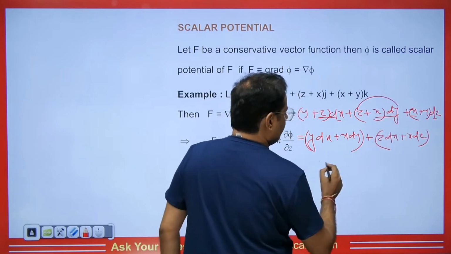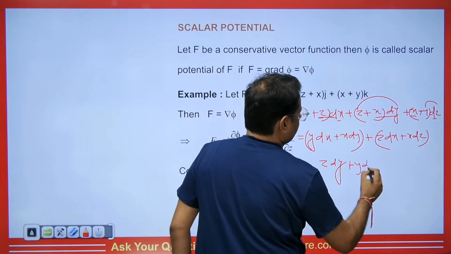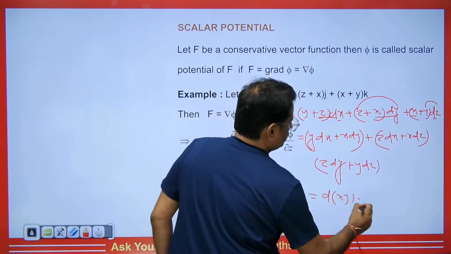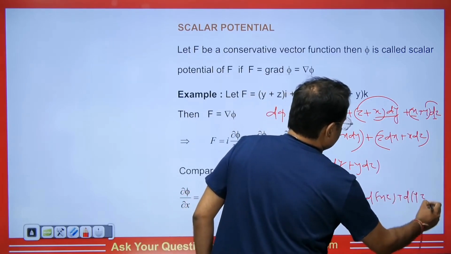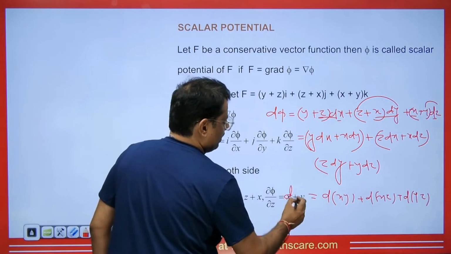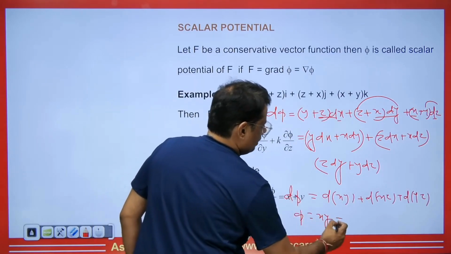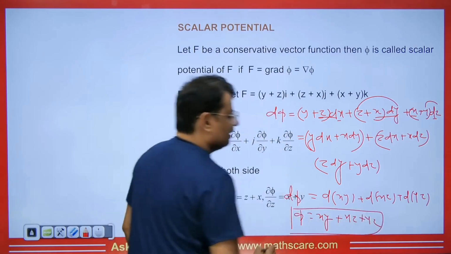Next is z dy, and here we have y dz. So write these together. When we solve this, we will get d of xy, d of xz, and d of yz. So this value will be d phi, and when we do its integration, it will be xy plus xz plus yz. So students, this will be the scalar potential.